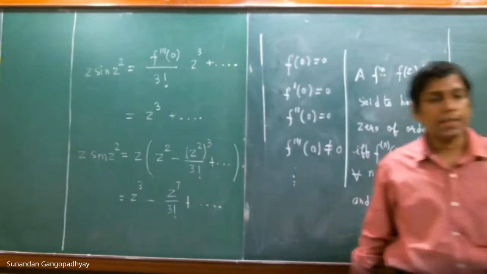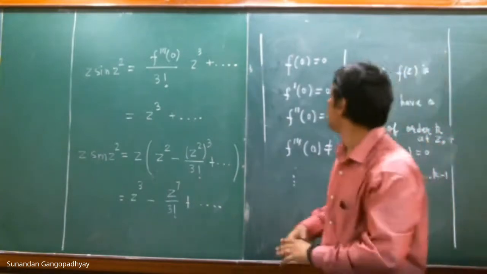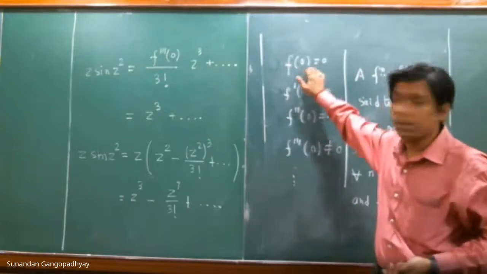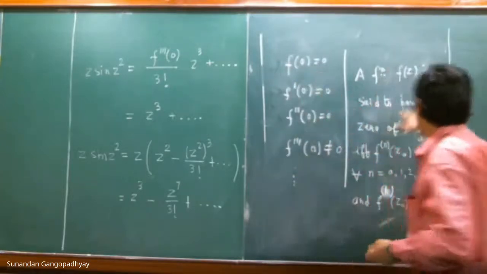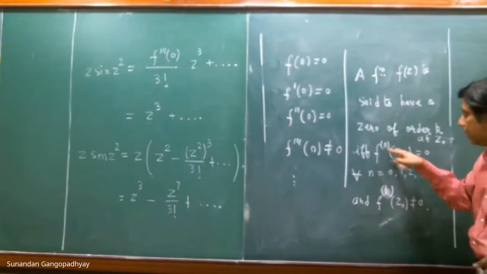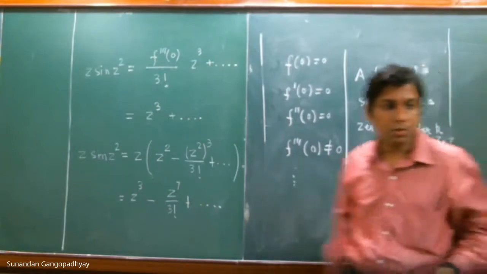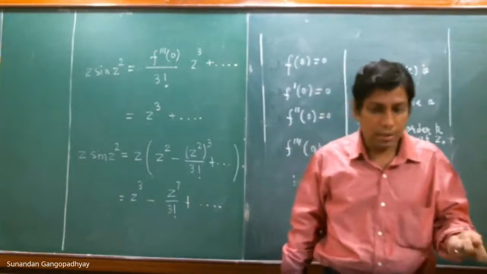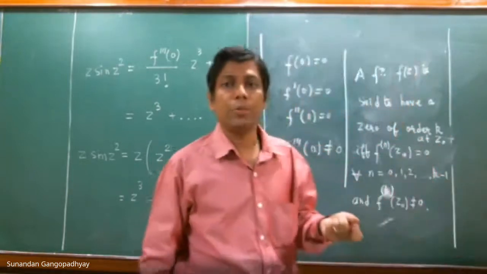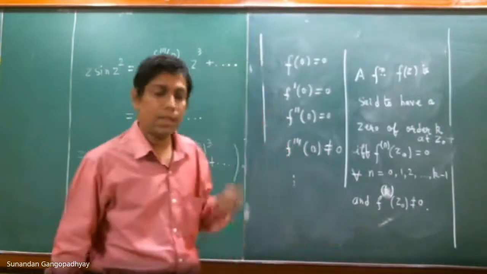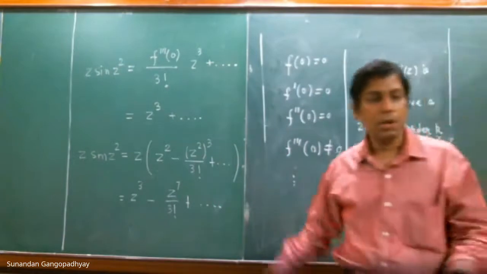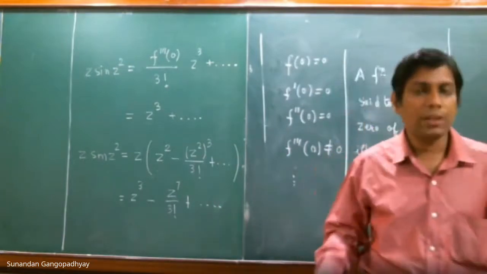If a function has a zero of order 1, which means that only f(z naught) is equal to 0, if the function has a single zero, that is a zero of order 1, then that zero is said to be a simple zero. Just like if a function has a pole of order 1, it is a simple pole. If a function has a zero of order 1, then it is a simple zero.